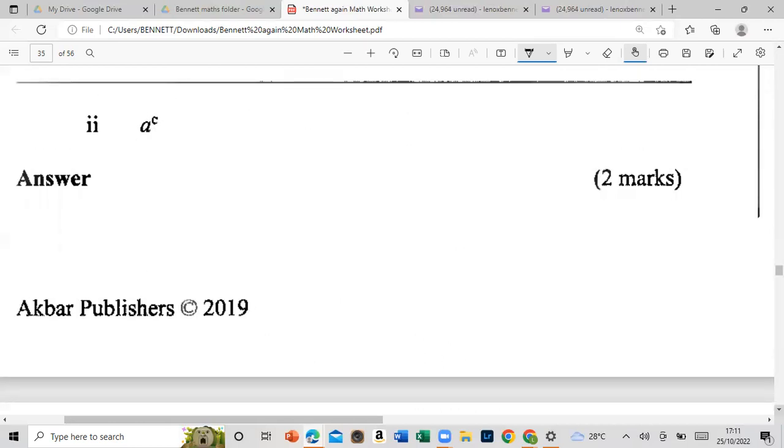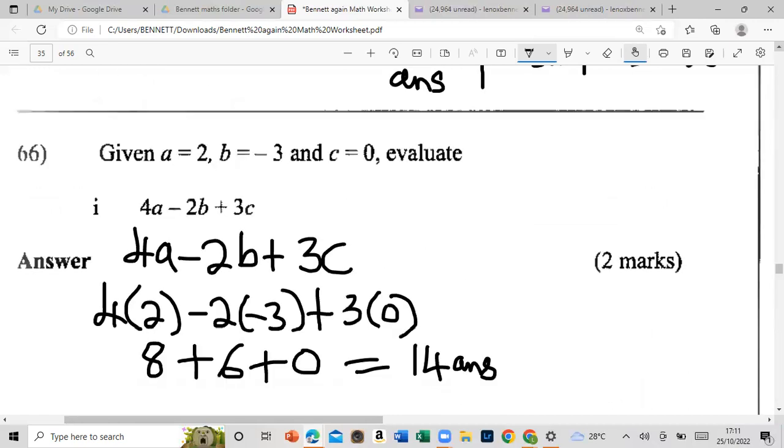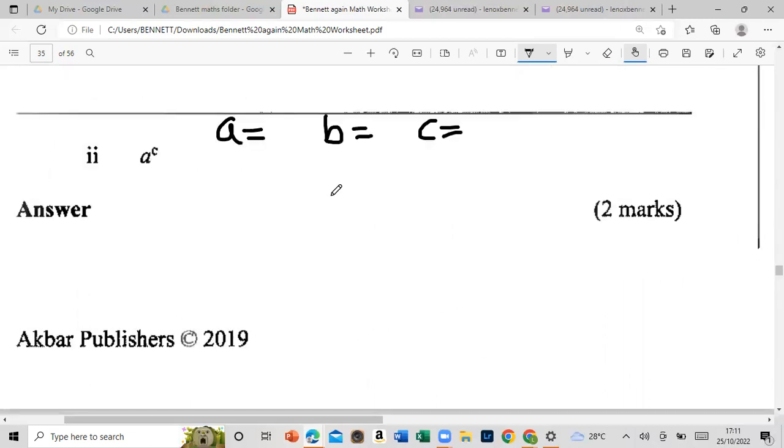Next one now. It says A raised to the C. So we have to go back up, right, to what A did equal. Type it in the comment section, guys. So I now have to go up. Type what was A, what was B, and what was C. So A is 2, B is negative 3, and C equals 0. So these are 2, negative 3, and 0.